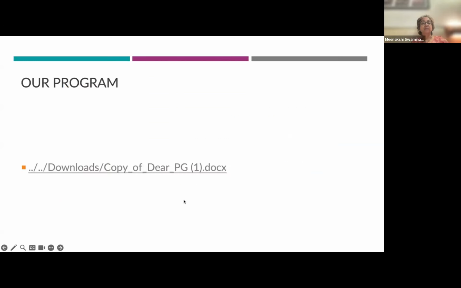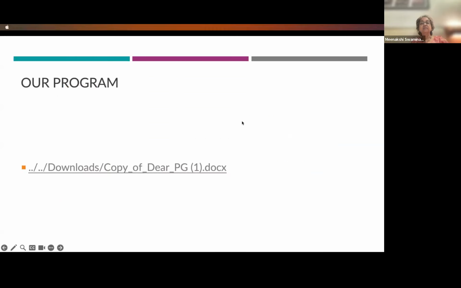So what we did in my program is that I made this into a Word document. And is that visible? Eduardo, is it visible? No, it isn't. The link is visible, but not the actual document, the form. All right, never mind.